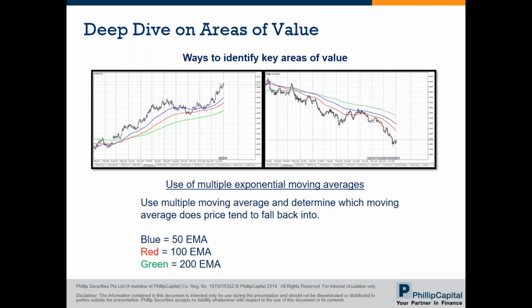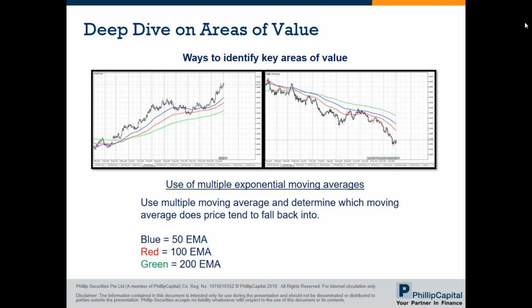The next way that we can use to identify key areas of value would be through the use of multiple exponential moving averages. So earlier we covered how do you identify trend. So one of the ways is to use moving average. In the same way, you can also use exponential moving average to identify key areas of value.